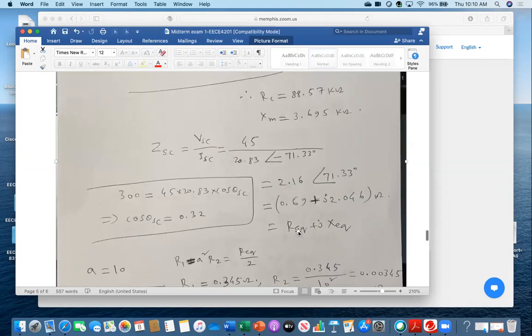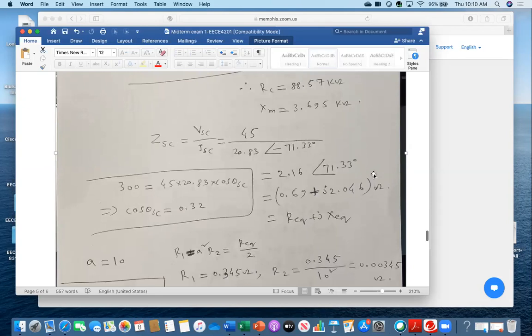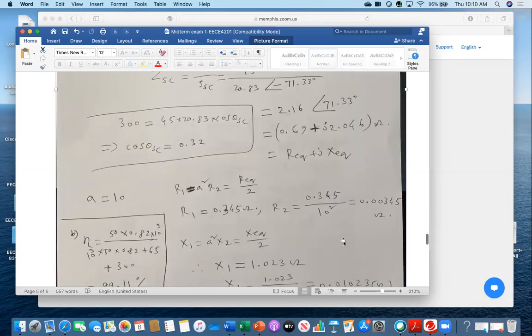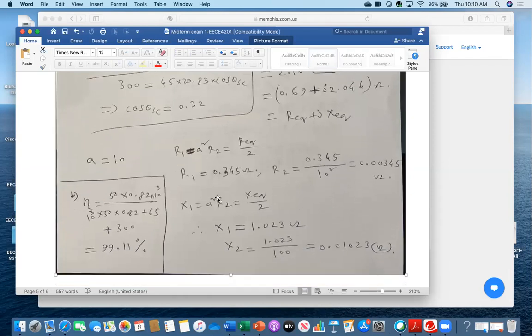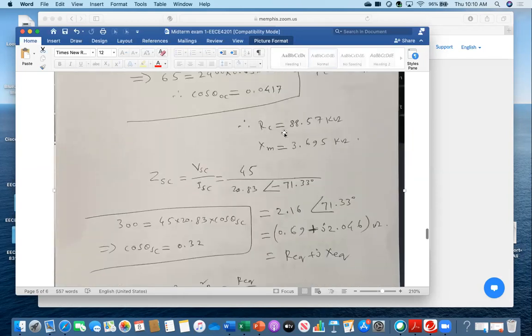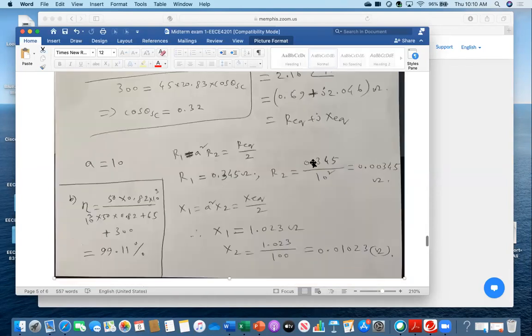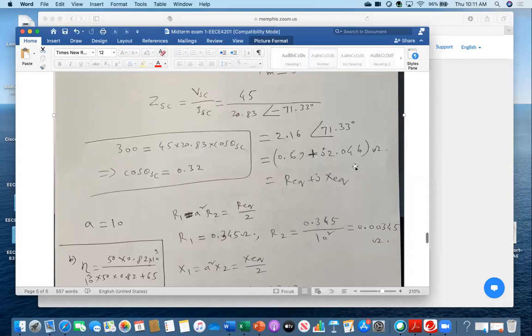Sometimes some of you just ended up here. You did not go further ahead. You should go ahead and calculate R1, R2, X1, X2. I mean 6 parameters: R1, R2, X1, X2, and these 2, the core loss component RC and the magnetizing branch component XM. These 6 are actually called the equivalent circuit parameters. Many of you, after this line, did not move forward.